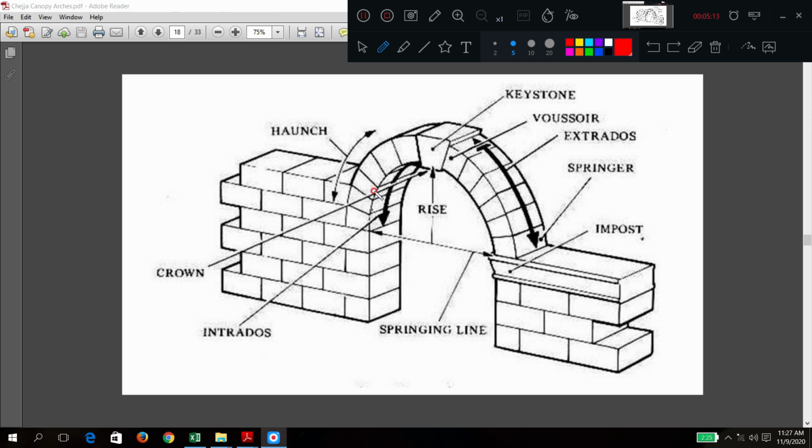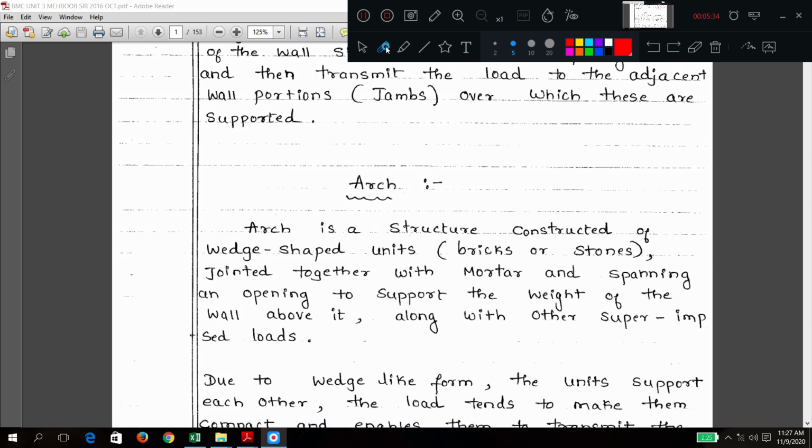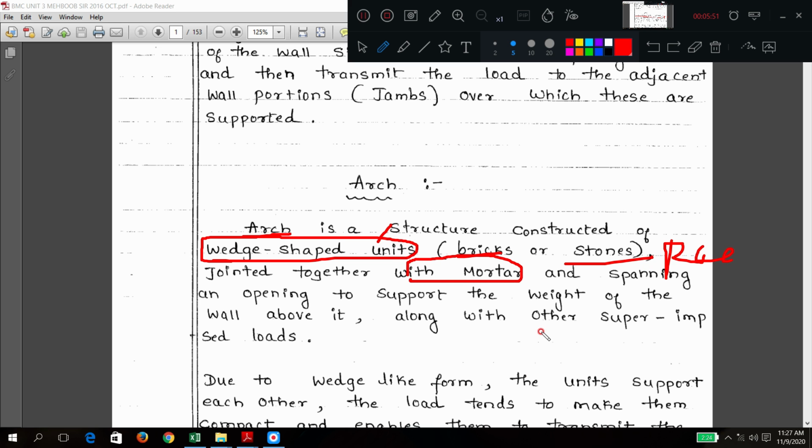So this is a typical diagrammatic or isometric view of an arch. In this you can easily see the wedge shaped blocks, which are joined by the mortar. Now coming back to this definition, an arch consists of wedge shaped units. These wedge shaped units may be bricks, stone, RCC blocks, CC blocks, anything, joined with the mortar, which will support the superimposed load.